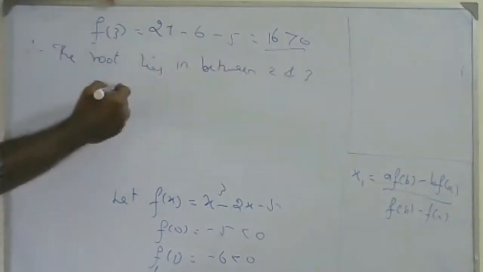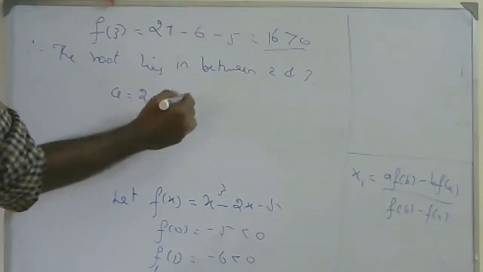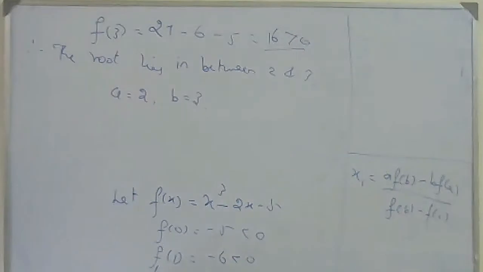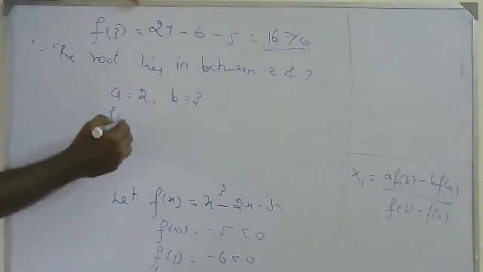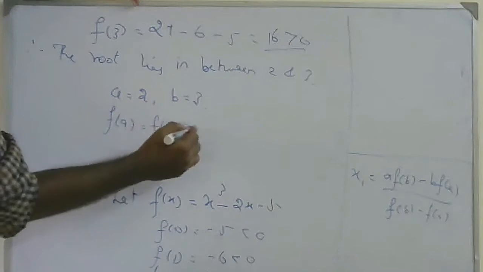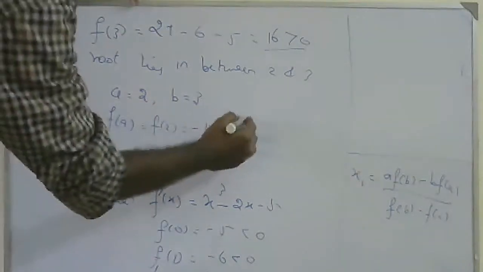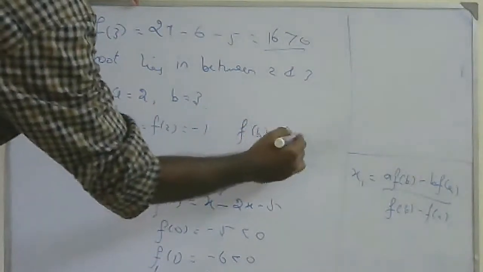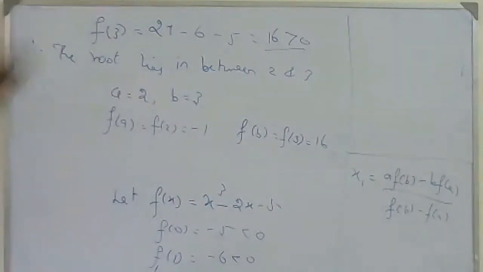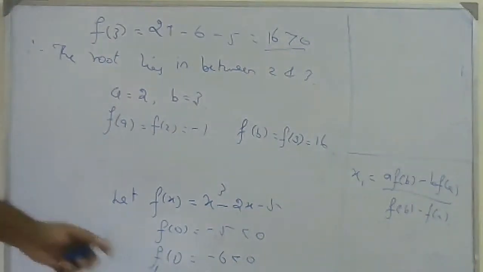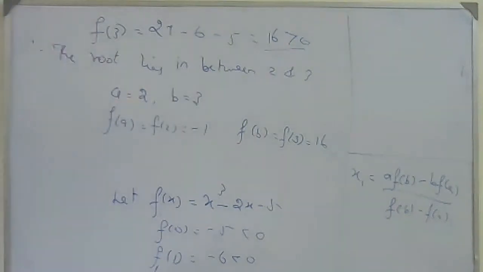So 2 is A, B is 3. So f of A is minus 1, and f of B, f of 3, is equal to 16. Okay? Now do you understand which is f of A and which is f of B? A and B are where the sign changes. Take the smaller one as A, and the bigger one as B. F of A, f of B.